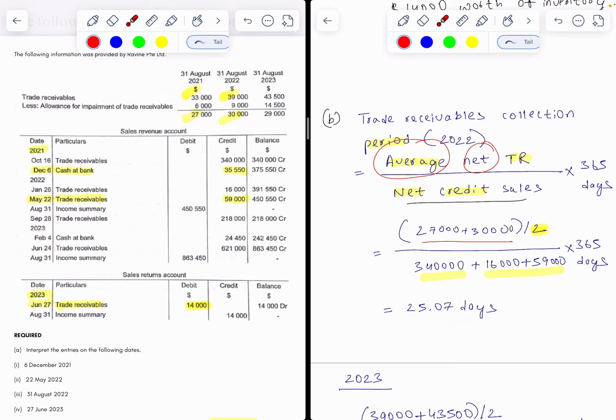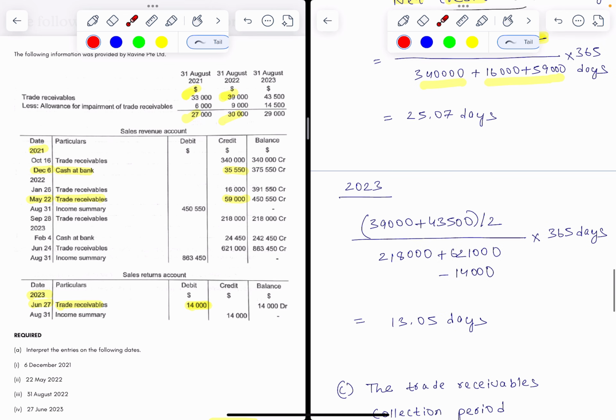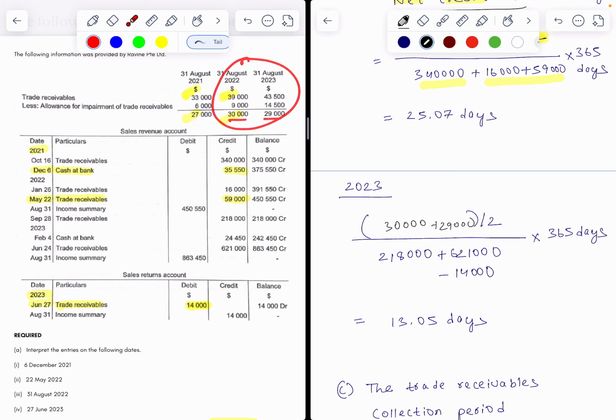Now that we have done this, let's move to 31 August 2023. So when we're in 31 August 2023, obviously we have got the numerator and the denominator. In the numerator, we have got the average net trade receivables, right? So here I've made a mistake again by taking the gross amount from 2022 and 2023. But what we need to do now is simply replace it with the net amount after the allowance has been deducted, which is 30,000 and 29,000. As you can see, I am circling here on the question, right?